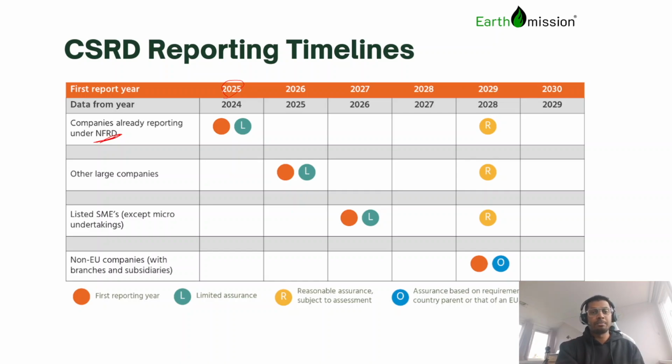And other large companies, you see they are also applicable to do CSRD reporting in 2025, and the listed SMEs, except micro undertakings, have time till 2027, but they need to already start getting data for 25. And non-EU companies with branches and subsidiaries have time till 29. But you can also see the abbreviations for each and everything in line with this.